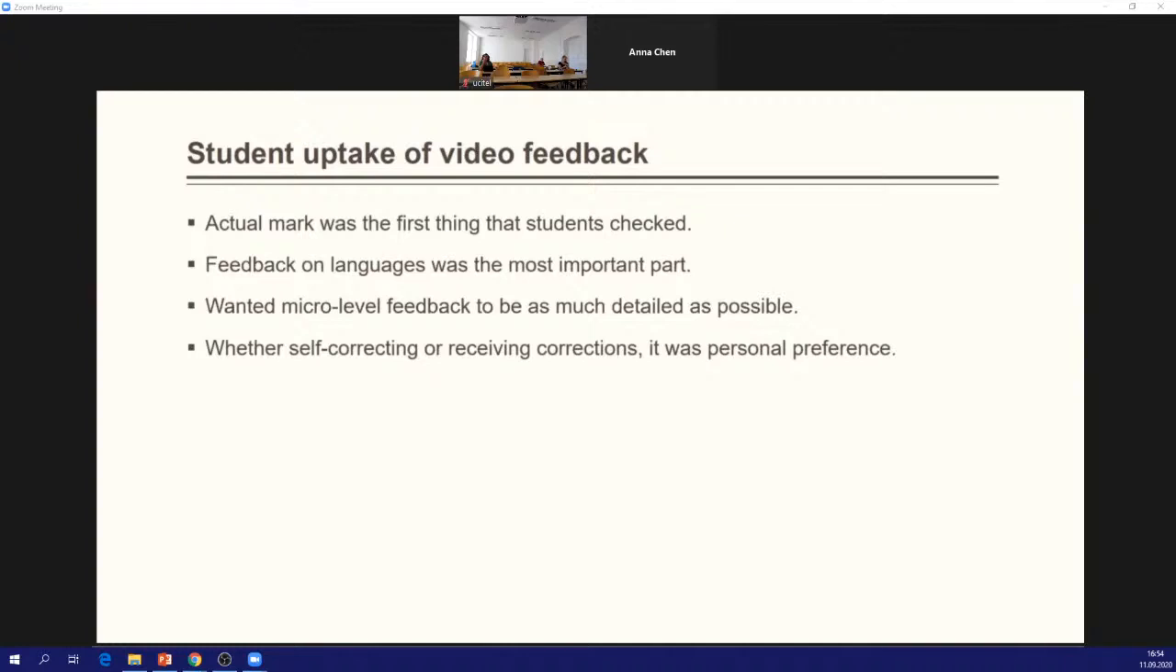Some students would like to self-correct after knowing what type of error they had made, but others preferred reading corrections directly because they either had no time for self-correction or were not confident to catch the verbal correction in videos.